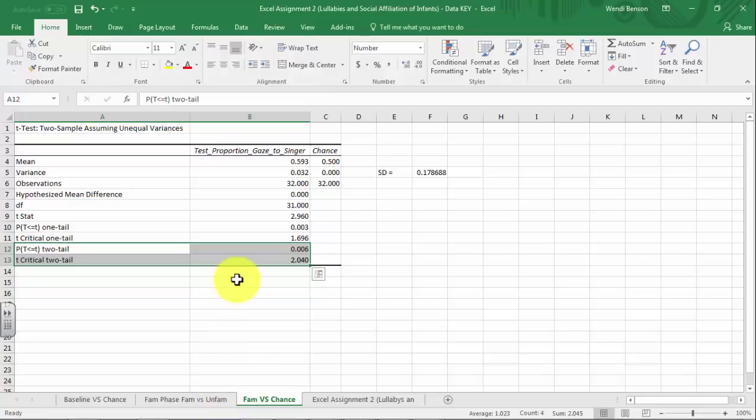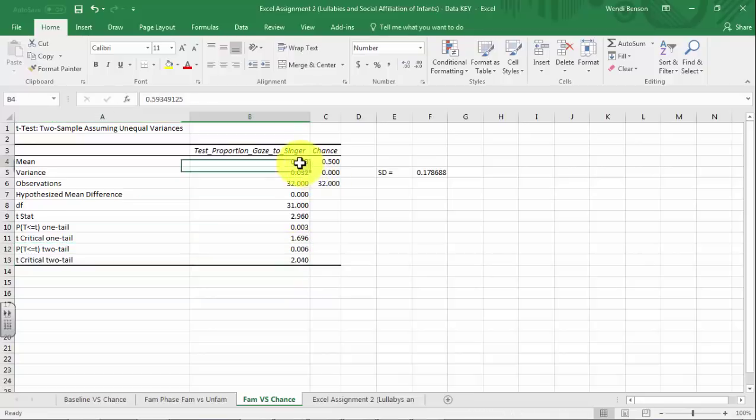So here we can see that if we turn this into a percentage, there is a 0.6% chance that this difference is just a fluke. Remember, if the P is low, reject the H0. If the P is less than your alpha level, you reject the null and say you have a significant difference. And here, I'm thinking that's the case, right?